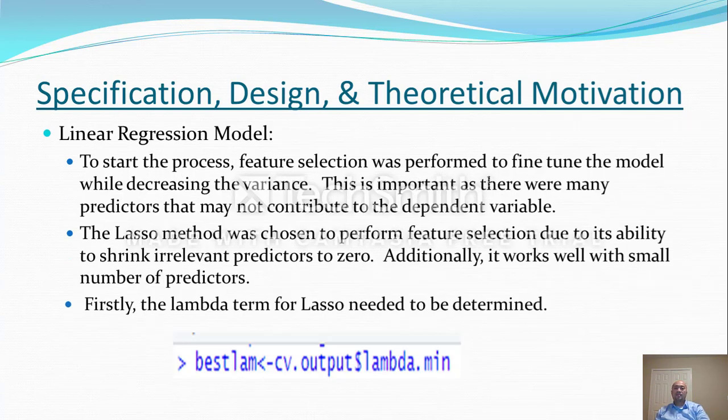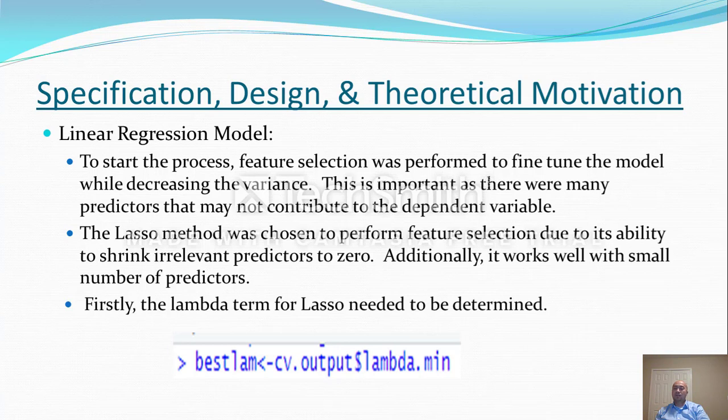Now, to start the process of the linear regression model, feature selection was performed to fine-tune the model to decrease the variance. And this is important as there may be many predictors that may not contribute to the dependent variable response. The lasso method was chosen as the feature selection due to its ability to actually shrink the irrelevant predictors to 0. Additionally, it works well with a small number of predictors.